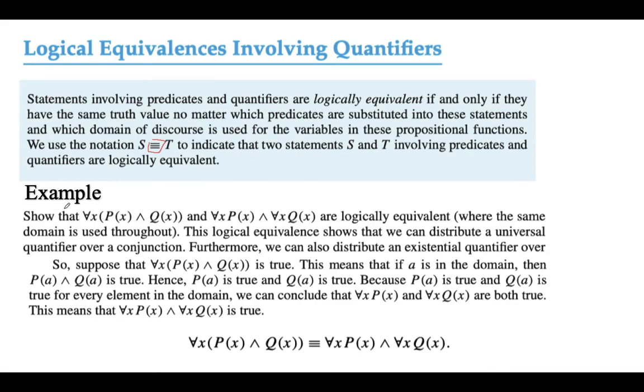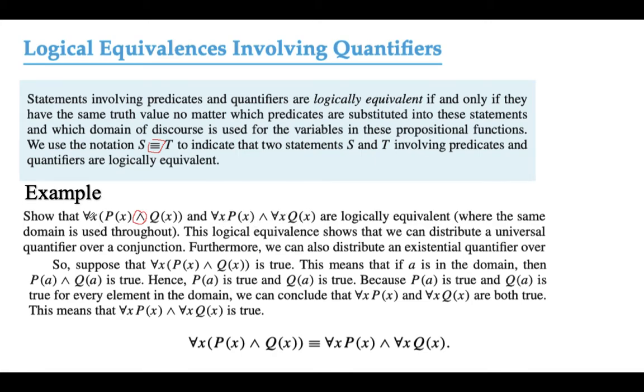All right. So, example: show that for all x, p of x and q of x is logically equivalent to for all x p of x and for all x q of x, where the same domain is used throughout. This logical equivalence shows that we can distribute a universal quantifier over conjunction. This is a conjunction, so we can distribute the for all x with p of x and with q of x.